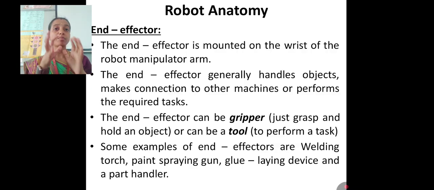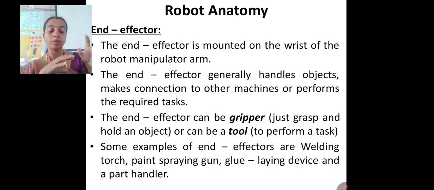We have another part called the end effector. What is the end effector? The end effector is mounted on the wrist of the robot manipulator arm. What is called the robot manipulator arm? The manipulator part contains, as I told you, body, arm and a wrist. The end effector is connected to the wrist. The wrist will have different series of joints, and according to that it will perform different applications. So the end effector will be connected to the wrist, which helps the robot to perform its specific task.